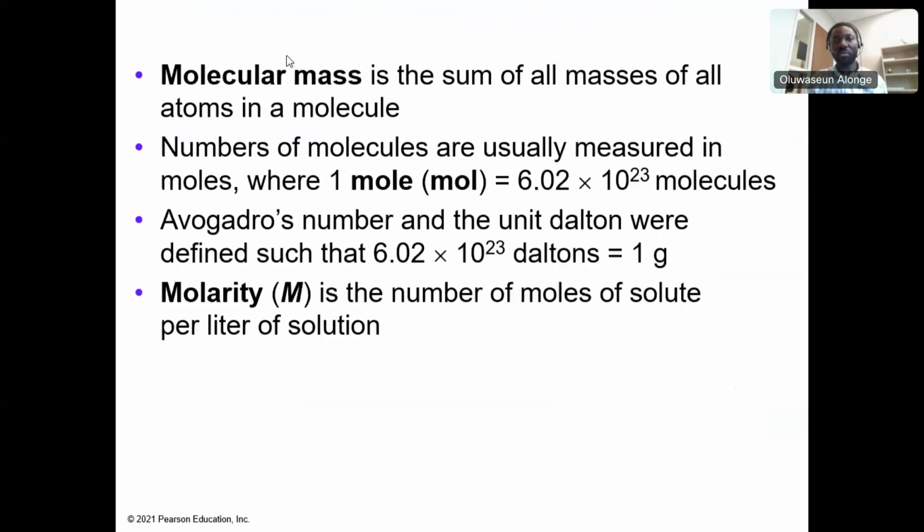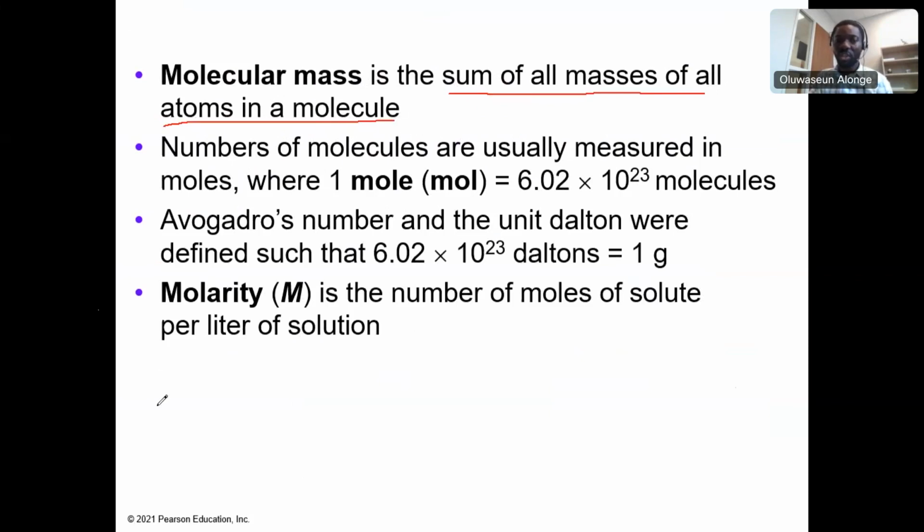All right. So molecular mass, I think in chapter 2 I talked about atomic mass, how the nucleus is what determines the mass of an atom. So molecular mass is simply when you add the atomic masses together. That's actually what molecular mass means. It is the addition of all the masses of the atoms in a molecule.